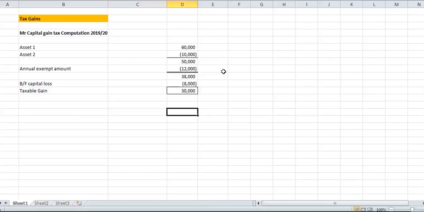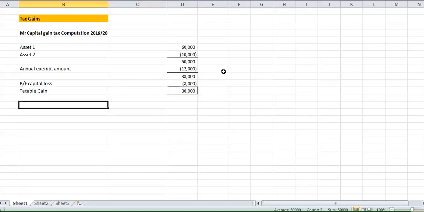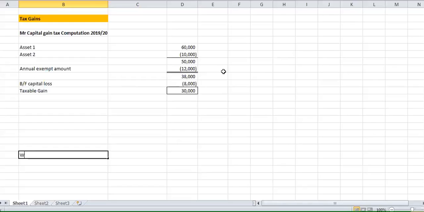We have to pay tax. We have to pay CGT on this £30,000 because we have a taxable gain. And whenever you have a taxable gain, it means you are going to pay tax. So now let's move towards the working. So working number 1. In this working, we will calculate the unused basic rate band.